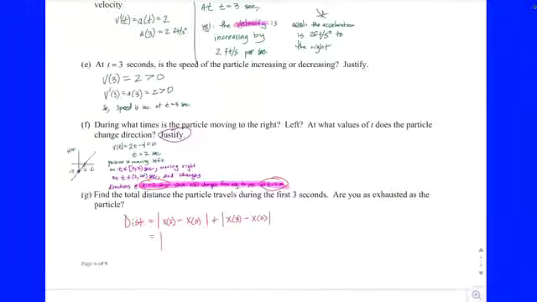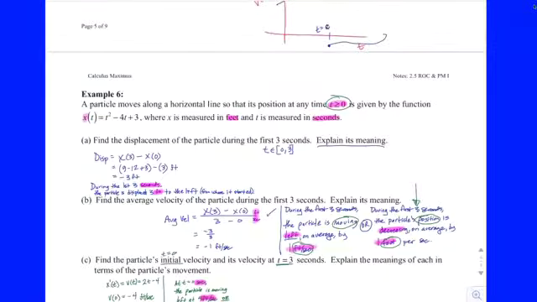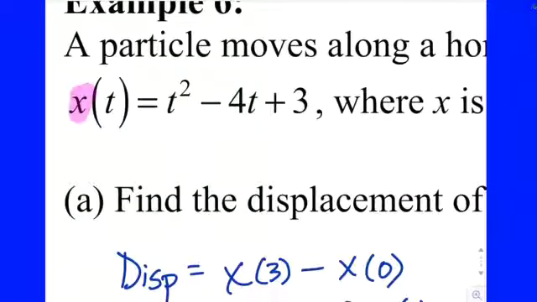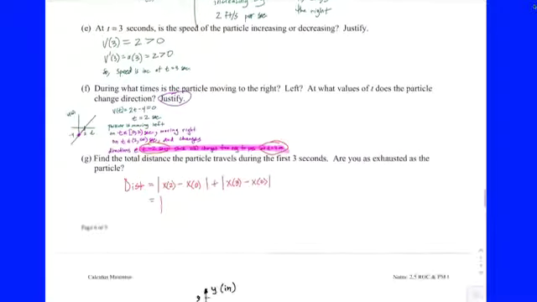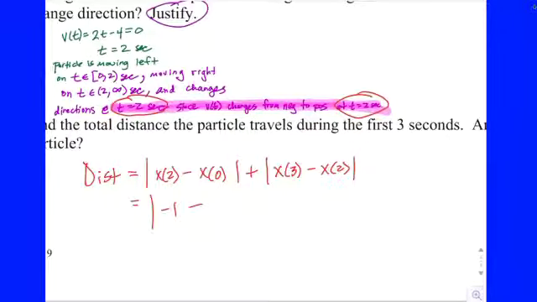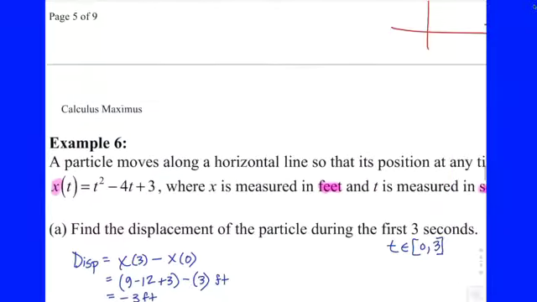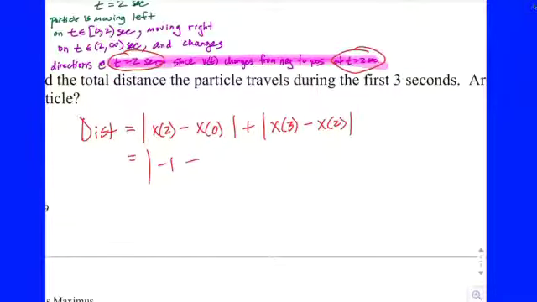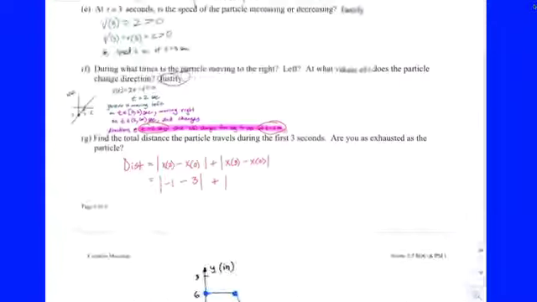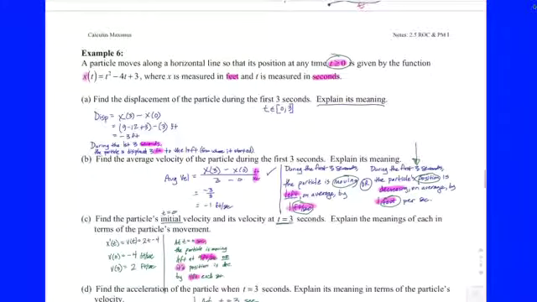X sub 2 minus x sub 0. We'll plug it in up here. X sub 2, we haven't even found that yet. That's going to be 4 minus 8 is negative 4, plus 3 is negative 1. And then minus x of 0 is 3. So if you notice, that displacement is negative 4, which means in the first 2 seconds, it went to the left 4 units, which we kind of already know, since it was moving to the left when we started. We found that earlier.